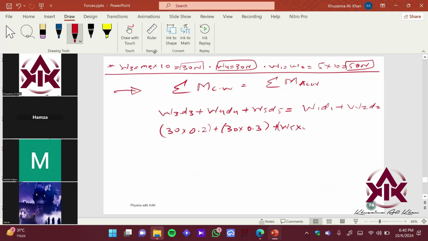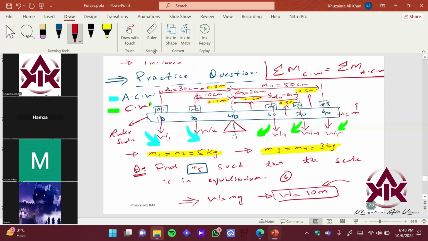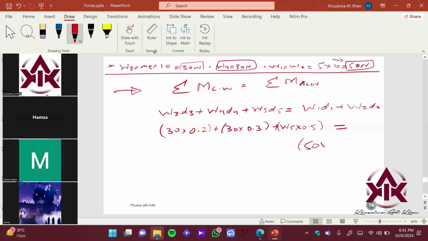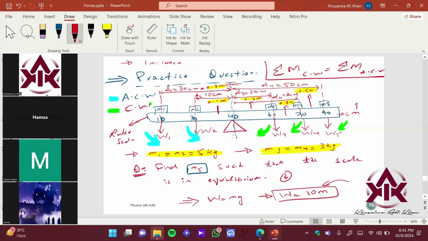So times 0.5 equals to, what is W1? We have found it here, 50 newtons. 50 times distance D1. D1 is 0.3 meter over here. This is times 0.3 plus weight 2 is also same as weight 1, that's 50. What is distance 2? That is 0.1 meter, right?